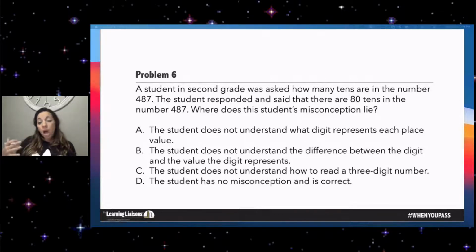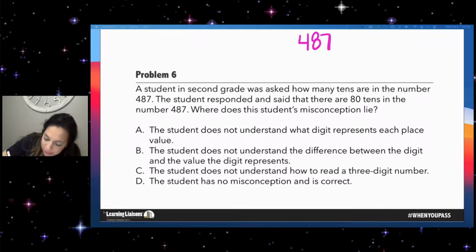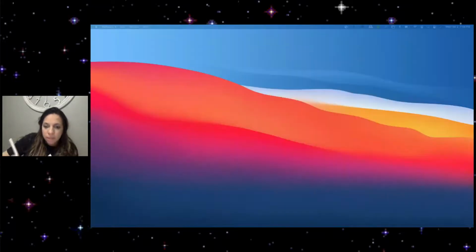So let's pause and think. Does this student have a misconception? Before we even move forward, does this student have a misconception? We have the number 487, and they want to know how many tens are there. Well, in this number, we know we have 4 hundreds, 8 tens, and 7 ones.